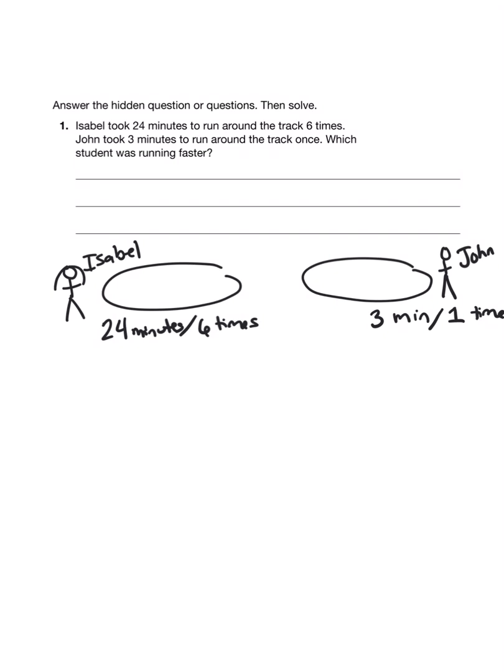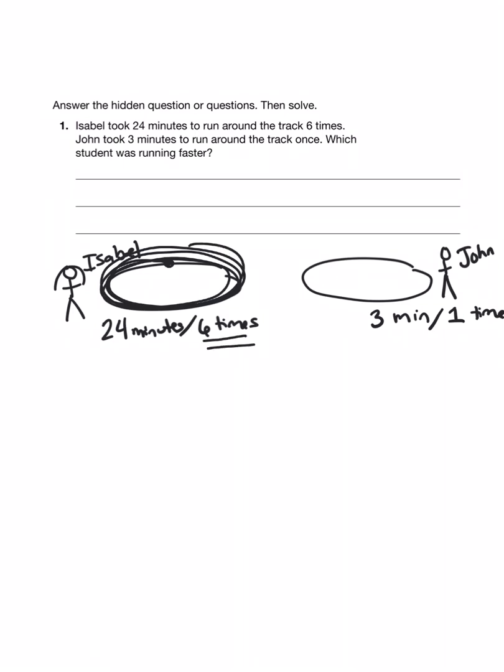Now, you may look at these numbers and immediately say that John was way faster because 3 minutes is a lot less than 24 minutes. But when you look more closely, you're going to see that we have 2 different rates being given here. One is 3 minutes to run around the track just 1 time, whereas for Isabel's time, we're told that she's run around the track not just once, but 2, 3, 4, 5, 6 times.